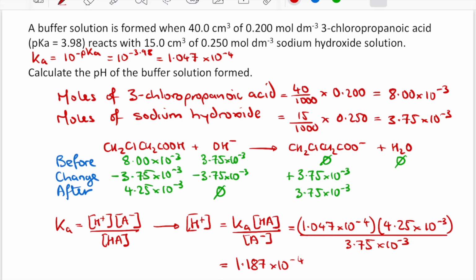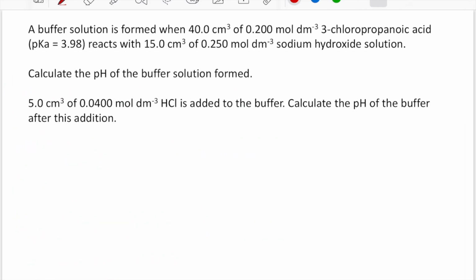Right. So what have we got here? The first part of it is the same as the previous question, so it's the same buffer that's being made. And now the thing that's happening after the previous question is that we're adding a small volume of hydrochloric acid, and we have to calculate the pH of the buffer after this solution. So we've already worked out the first part, we've already got to this bit here. And now we're adding the hydrochloric acid.